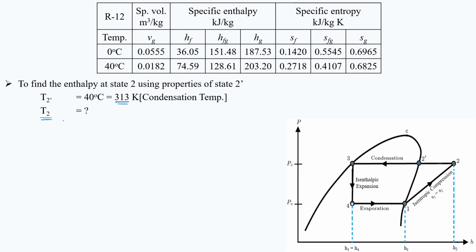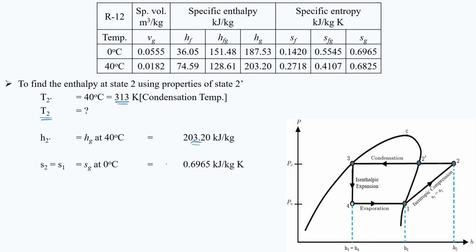Then we need to find the temperature at 2. For that, we need to use the enthalpy or entropy relations stated in the above slides. Also, we can easily find the enthalpy at 2 dash. Since it is lying on the vapor line, the enthalpy at 2 dash is nothing but Hg at the condensation temperature of 40 degrees Celsius, or 313 Kelvin, which is 203.2 kilojoules per kilogram.